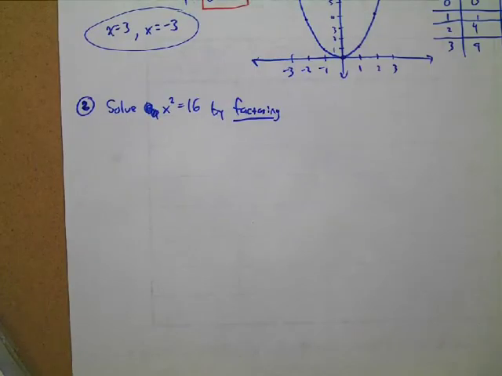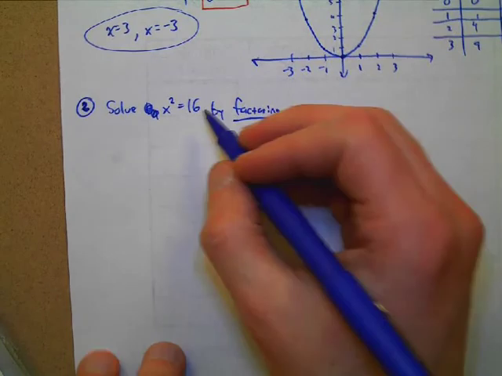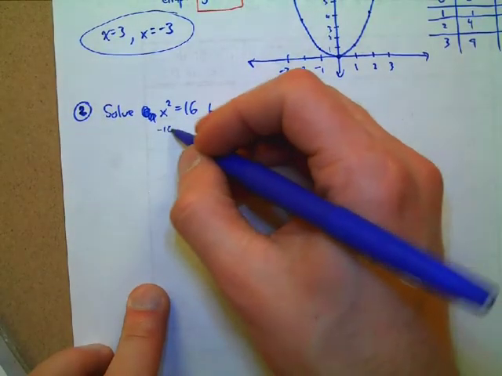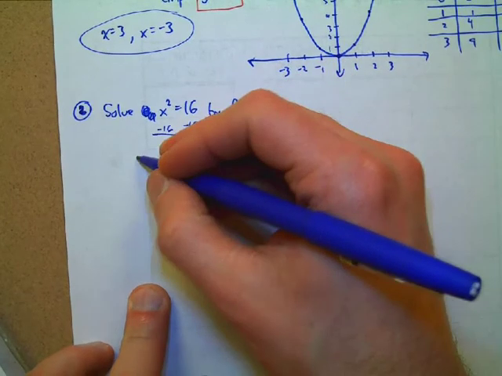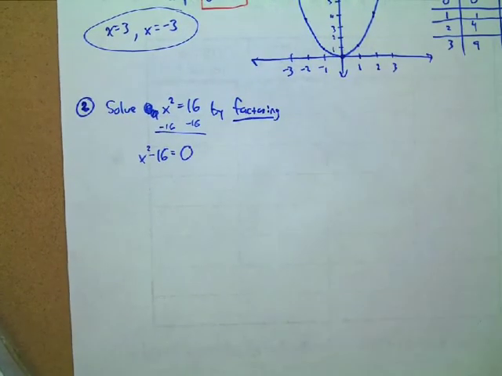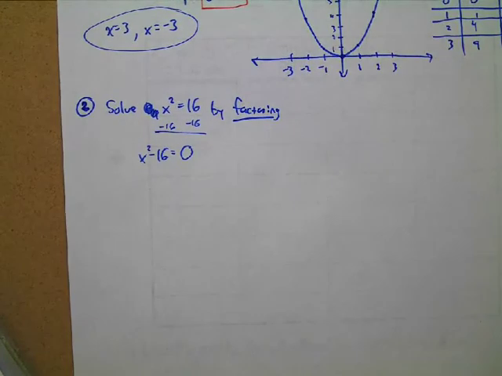So what do we got to do here to make it equal to 0? Subtract 16 on both sides, right? Minus 16, minus 16. Okay, so you get x squared minus 16 equals 0. Okay, and so now we use our AC method.